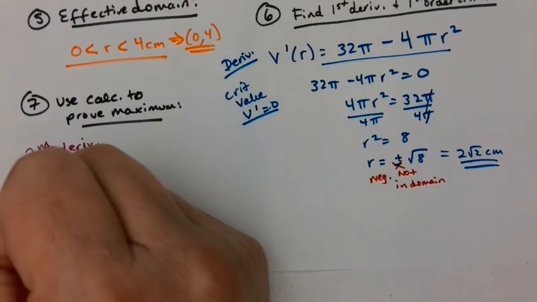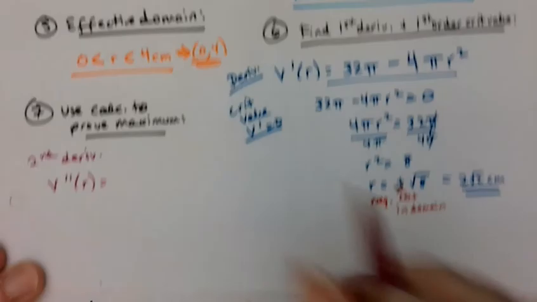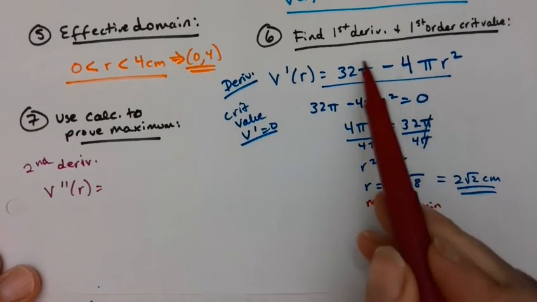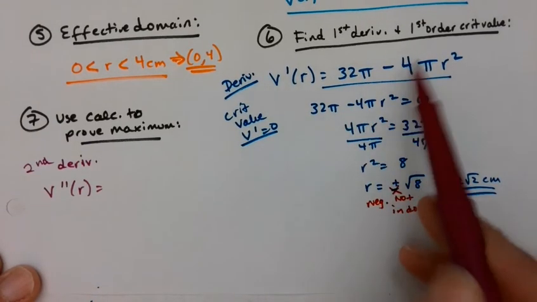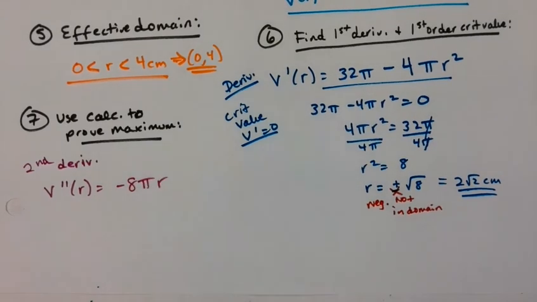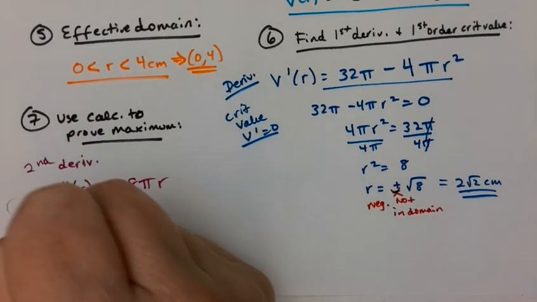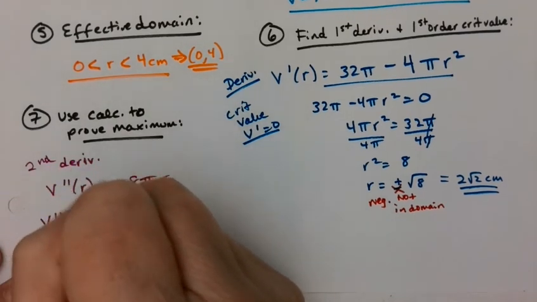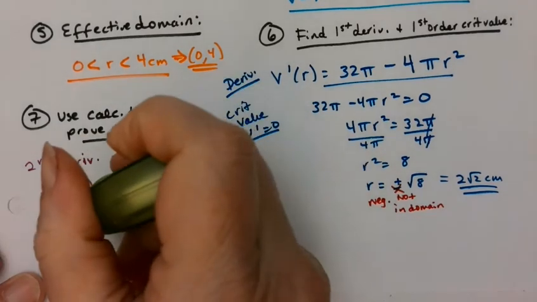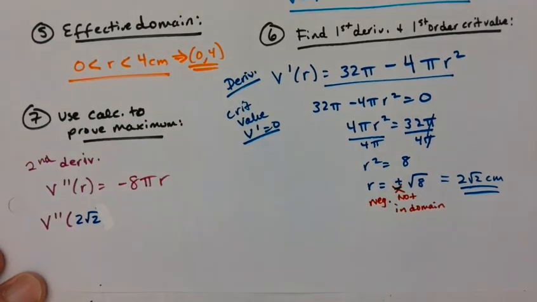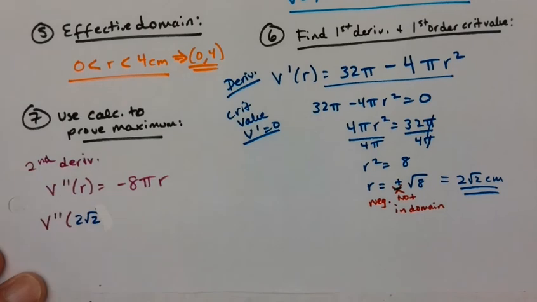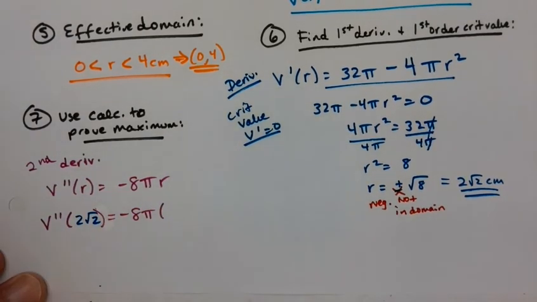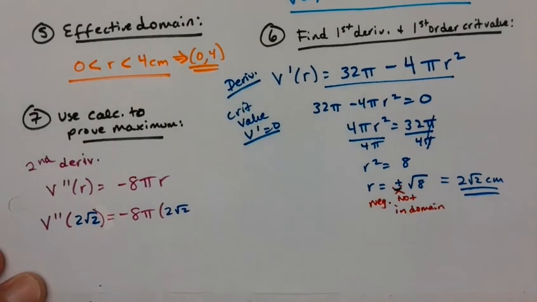So since it's an open interval and the second derivative is easy to find, we're going to use the second derivative. So V double prime of r would be equal to, V prime is right here, 32 pi, take away 4 pi r squared. Derivative of a constant is 0, so that'd be negative 8 pi r. So V double prime of our critical value, V double prime of 2 square root of 2. I messed that up slightly. Which would be a negative number, right? I don't actually care what number it is. All I know is it's negative 8 pi times a positive 2 square root of 2. A negative times a positive is going to make it negative, right?